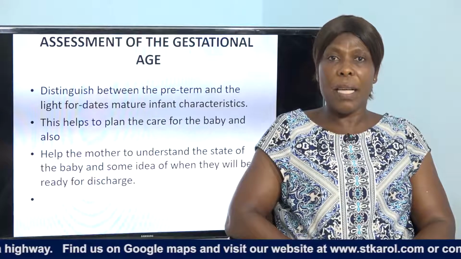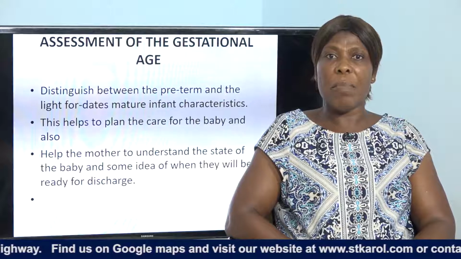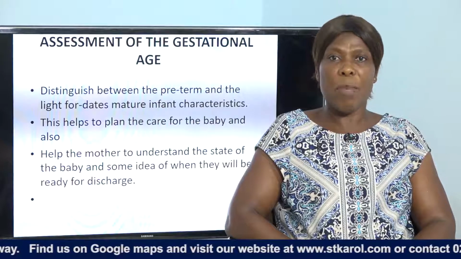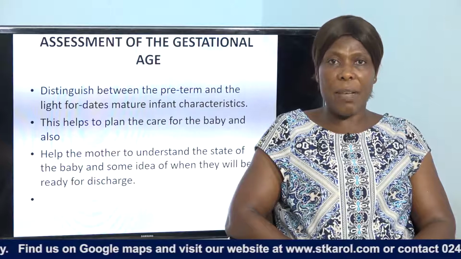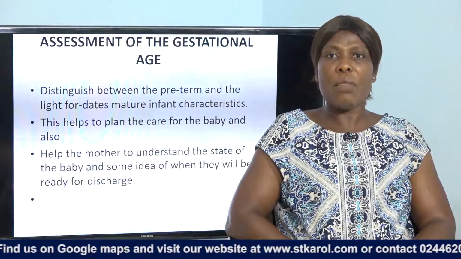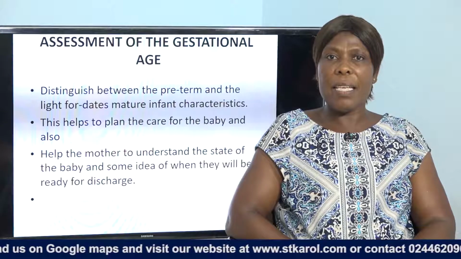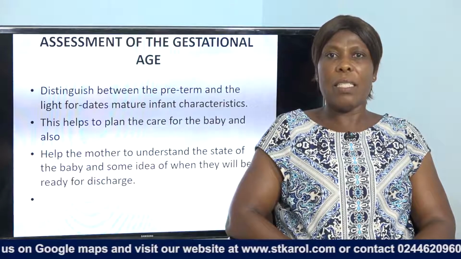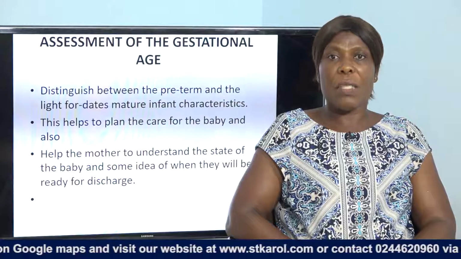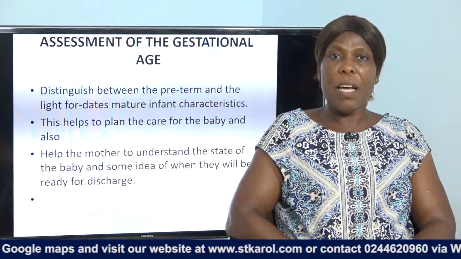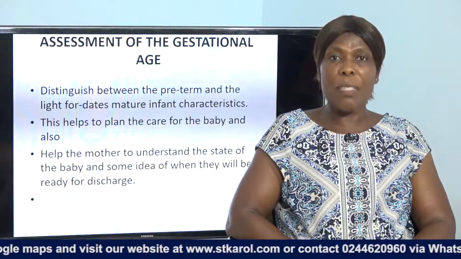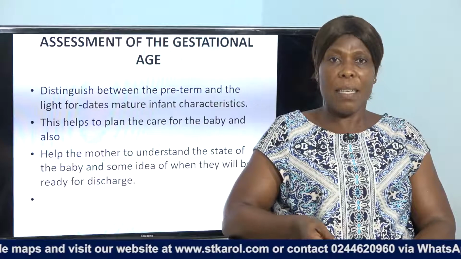How do we assess these babies? Or how do we assess a mother for having premature delivery? We need to distinguish between preterm and light for date maturity infants. We have to know their characteristics, and this will help us plan the care for the baby and also help the mother to understand the state of the baby and have some idea of when they will be ready for discharge. So when a mother is pregnant, you will need to take a good history, especially during the antenatal period. Find out if the mother has delivered a preterm baby before, and then we should be able to plan for the delivery of the baby and the mother as well.